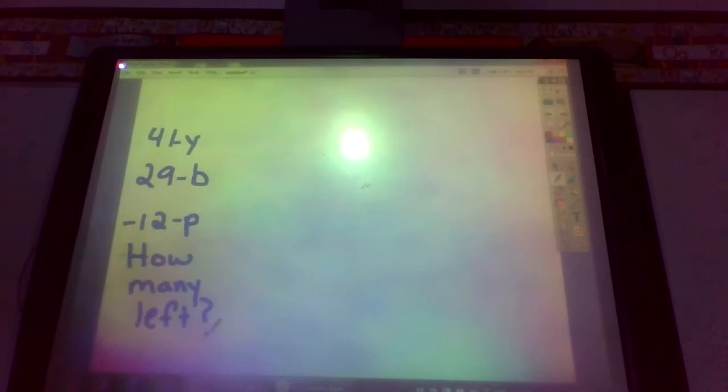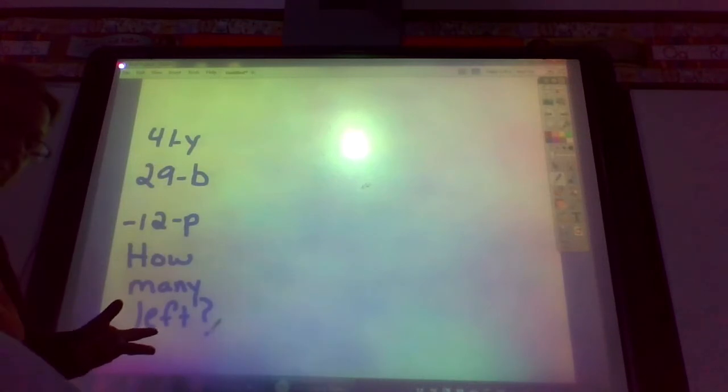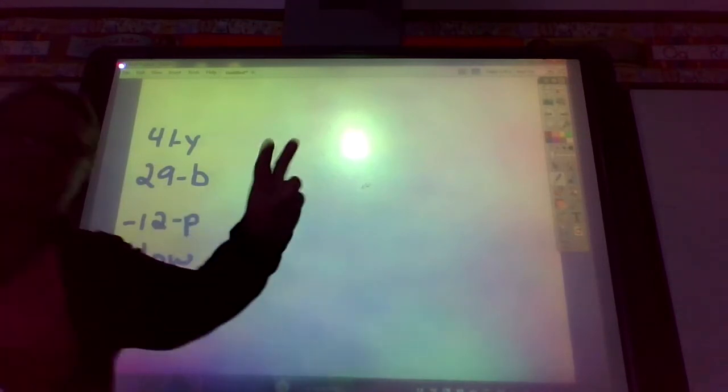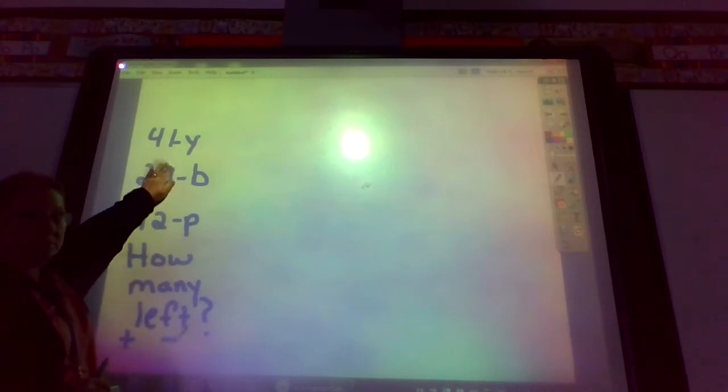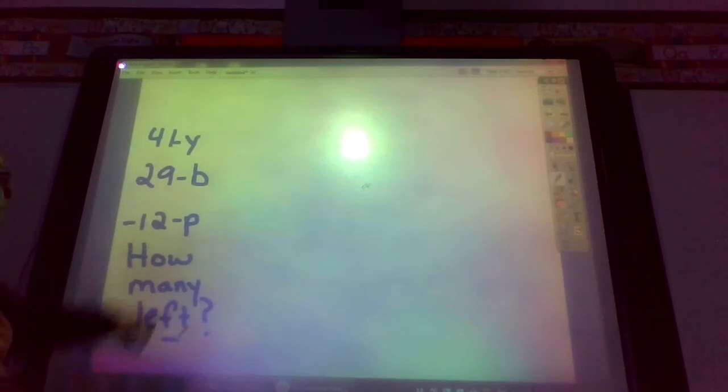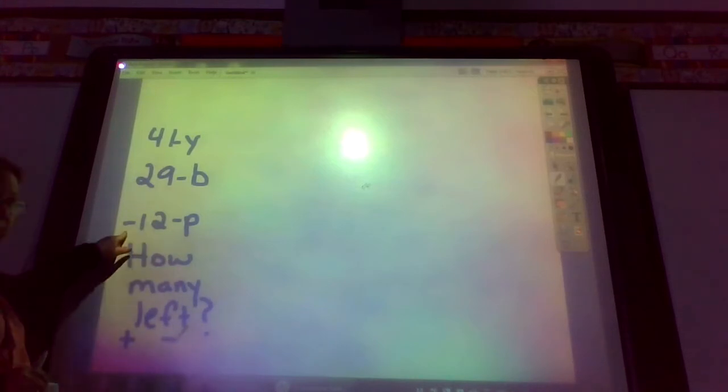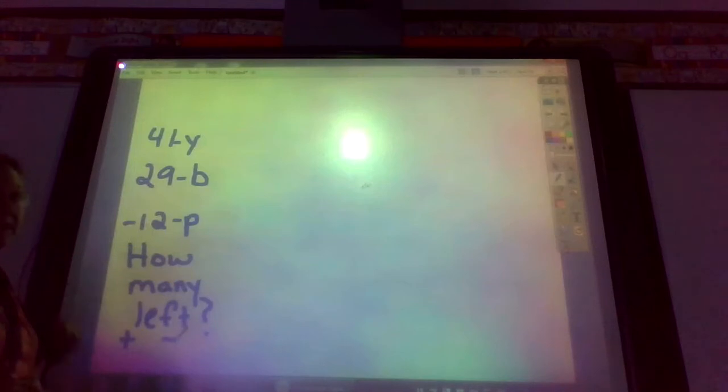Well, if we look at this, we can't just take 12 from one of these numbers and then be finished. We're going to have to do 2 steps today. We're going to have to add, and then we're going to have to subtract. So, we're going to have to add these 2 numbers before we can subtract my 12. And then we will have our answer of how many are left.